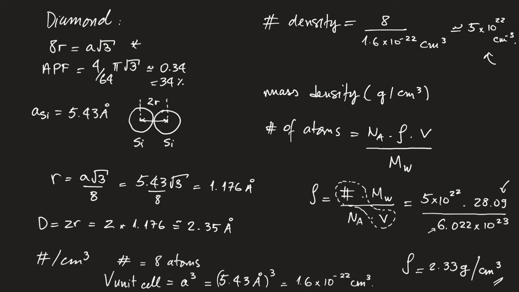So as you can see, by very simple assumptions, we can find very useful information. For example, the value of silicon density of 2.33 grams per centimeter cubed is very close to the value found in the literature. So what if instead of having silicon, we consider gallium arsenide? What is the number density? Before we answer this question, let's see what gallium arsenide is.